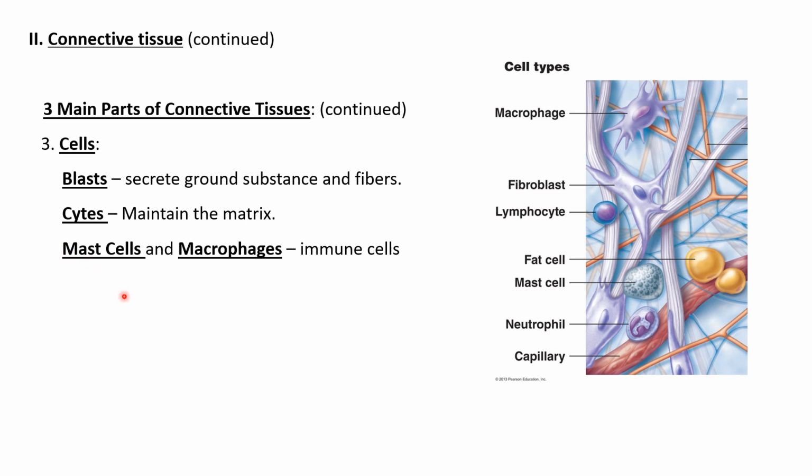And then mast cells and macrophages are immune cells. So here's a mast cell, and macrophages, that means big eater. Macro is big and phage is eater. So these go around and eat things that shouldn't be here.